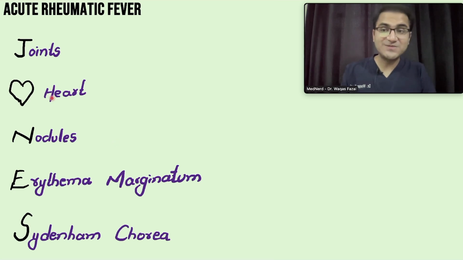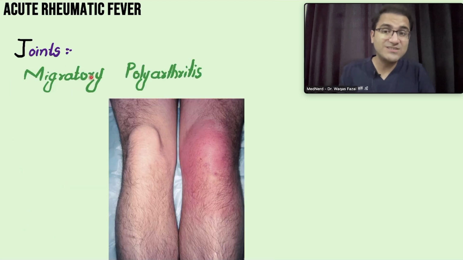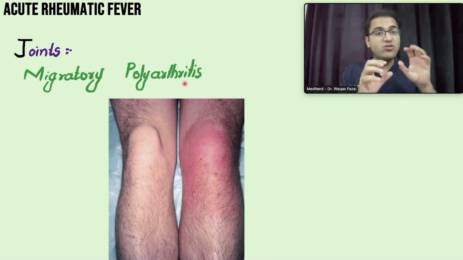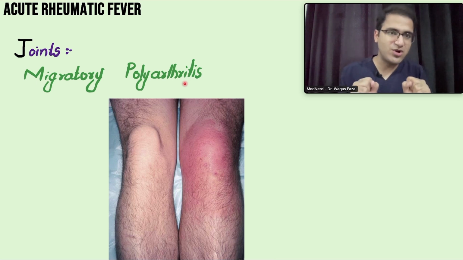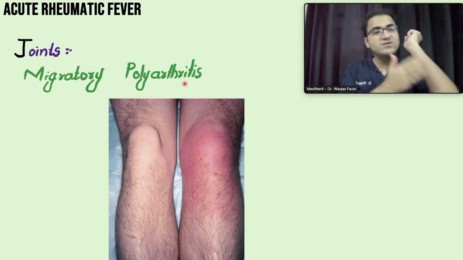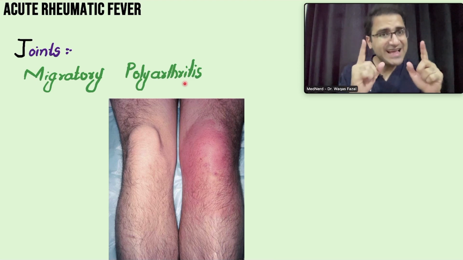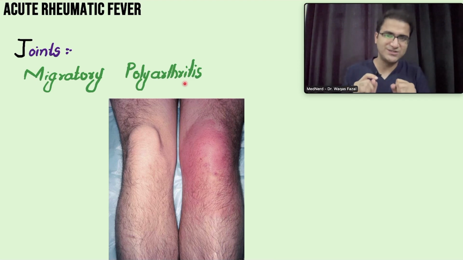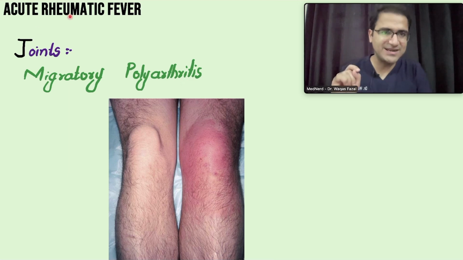Now coming to our special mnemonic, J for joints. The problem these patients develop in joints is called migratory polyarthritis. This arthritis, this inflammation of the joints, involves all the large joints in the body. It can involve the elbows, the wrists, the knees, the ankles. It does not involve the small joints. It only involves the large joints. And it is a migratory arthritis.